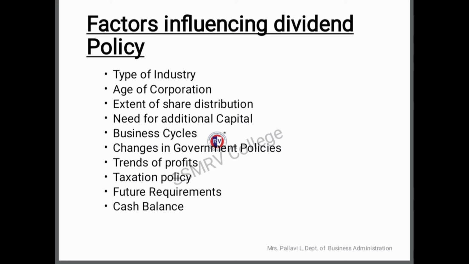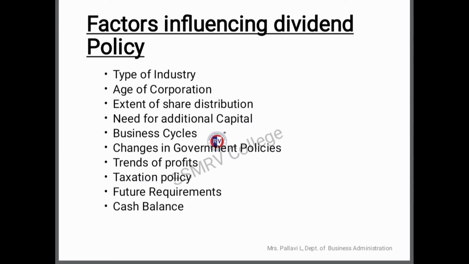And the next point is trends of profit. The past trend of the company's profit should be thoroughly examined to find out the average earning position of the company, and that is when they can decide on how much dividend or what kind of dividend policy a company can adopt in this financial year.